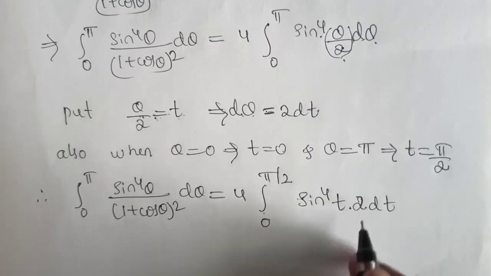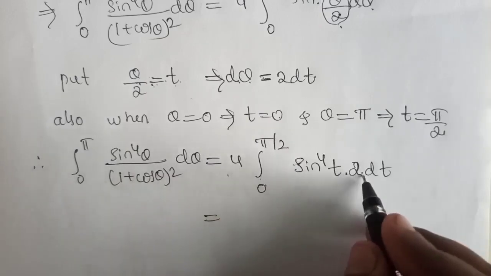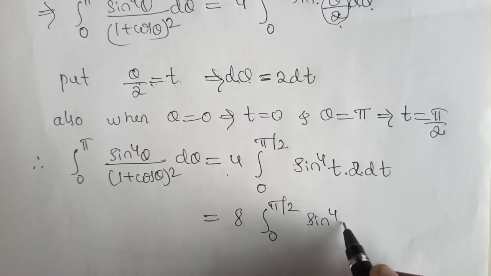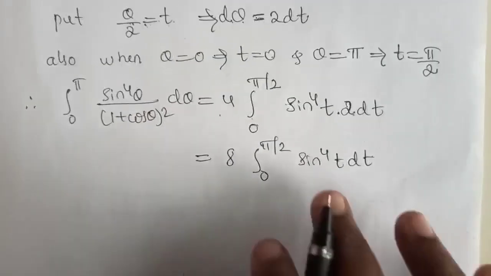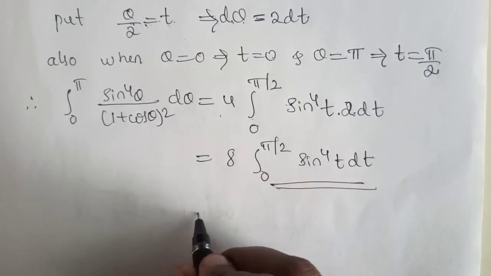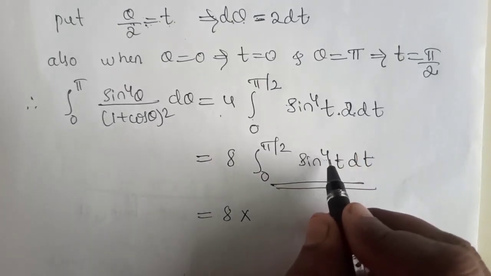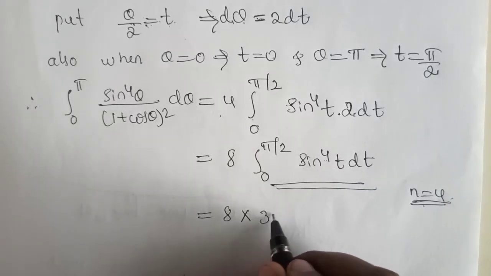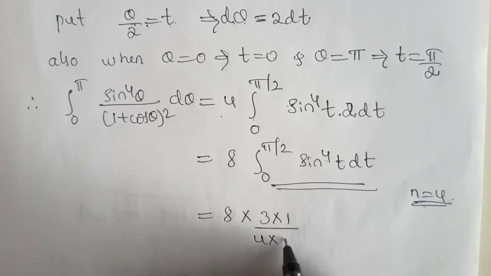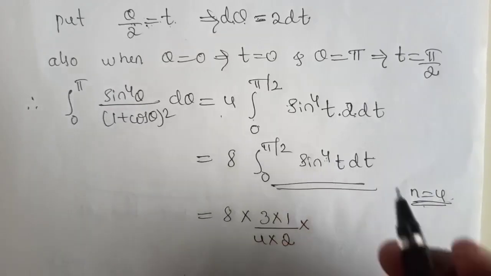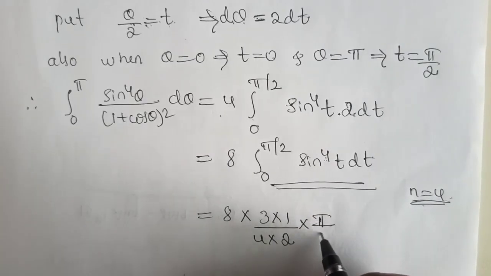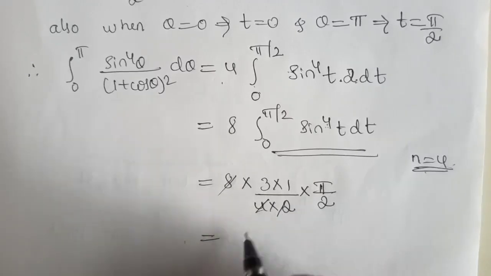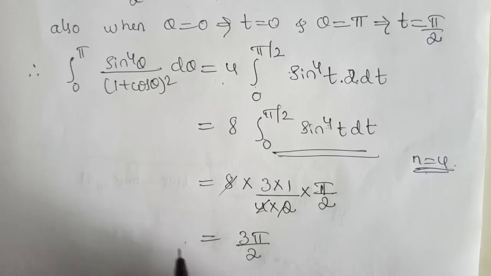Further simplifying, we get 4 into 2 equals 8 integration 0 to pi by 2 sin power 4 t dt. Now we apply the reduction formula for this one. We get 8 as it is. Here the power is 4, so n is equal to 4. We start with n minus 1, that is 3 into 1, denominator 4 into 2, into, since 4 is an even number, we multiply it by pi by 2. Simplifying, the 8 cancels, and we get 3 pi by 2. So this is the given integral value.